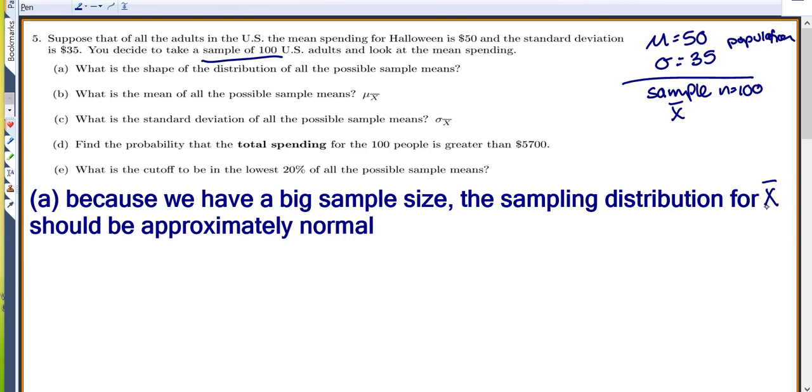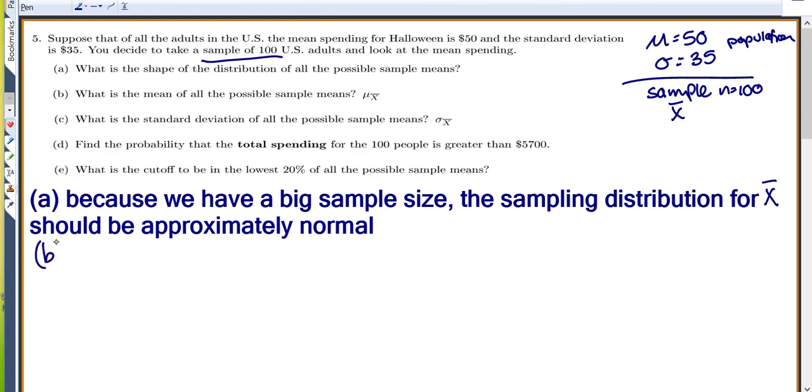Again, if we went through and picked out all the possible samples we could get, then for each sample we would get a sample mean. And so we'd have this entire list of possible sample means. Those are our sampling distribution, which is basically the distribution of all the possible sample means. And because the sample size is big, 100 is big, the shape should be approximately normal.